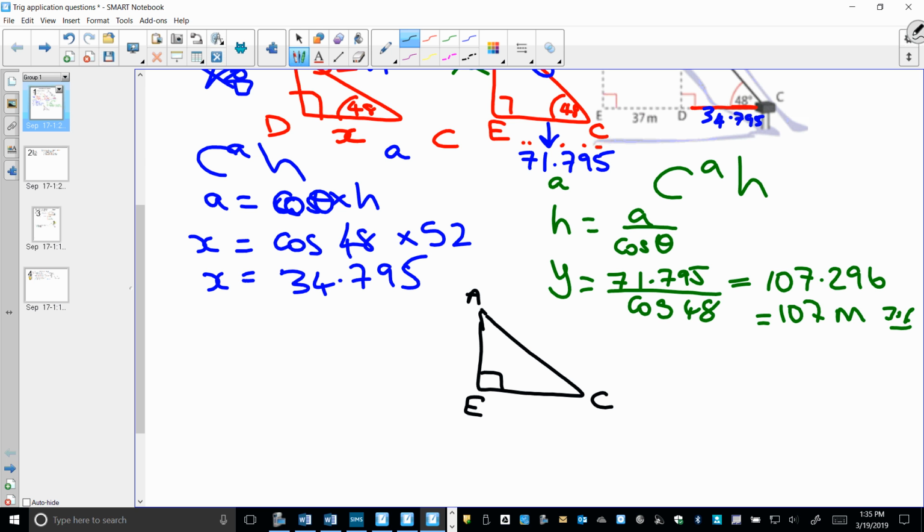So we know that the hypotenuse is 107. So we know this length is 107.296, and this is 71.799. Now, when we are working out stuff, ideally go back to your unrounded answer, okay? Because it may have a slight effect on the final answer, and a lot of questions assume and expect you to go back to your unrounded one.